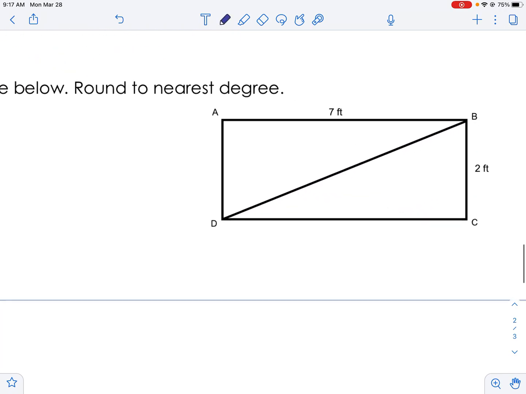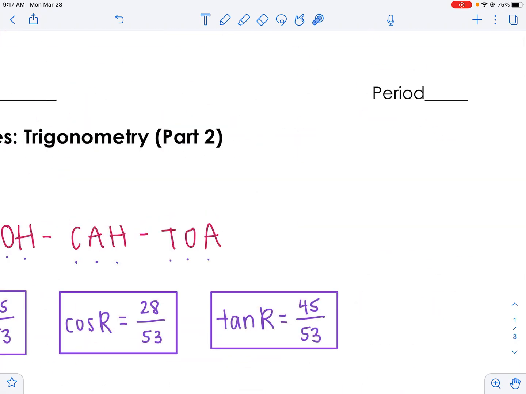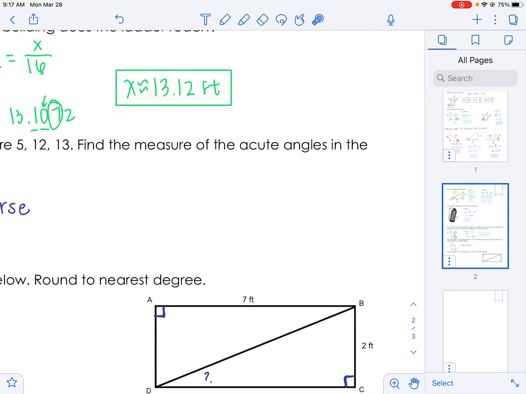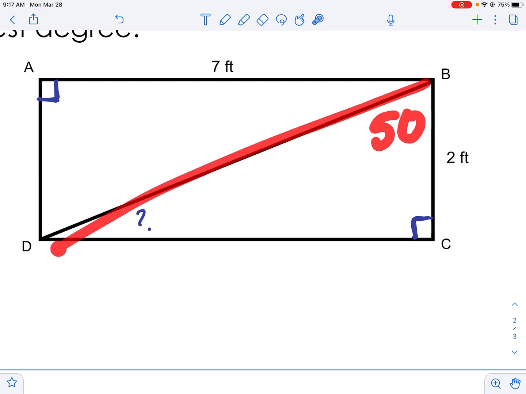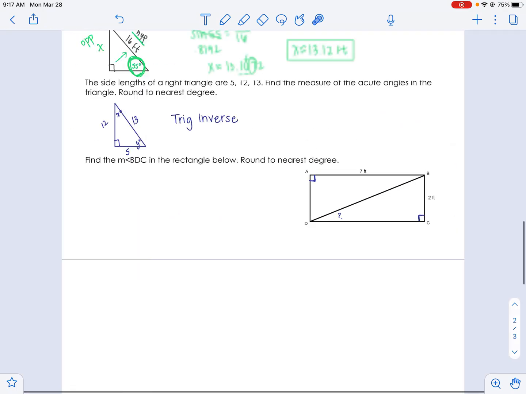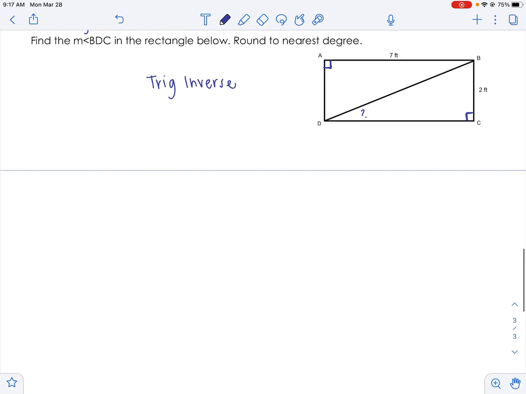And then taking a look at our last one, it says find the measure of angle BDC. So I'm looking for this acute angle right here. If it's a rectangle, I know that these corners are 90, but I don't have enough information. If I knew that this angle right here was 50, well then a triangle adds up to 180, 90 and 50, and then that other angle would be 40. But I don't have enough information there, which means that this is also a trig inverse problem as well.